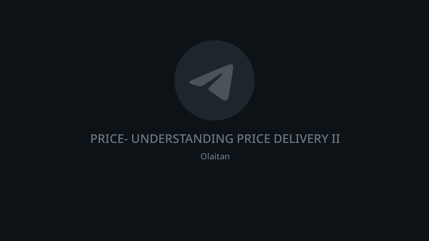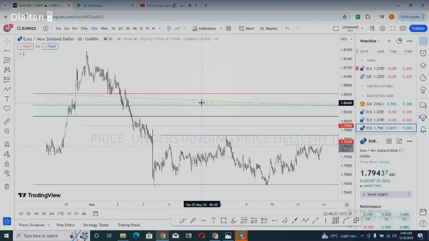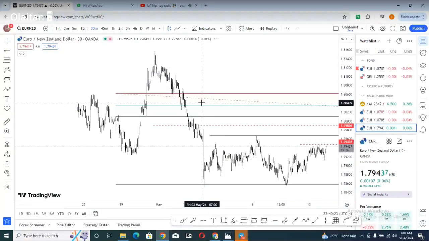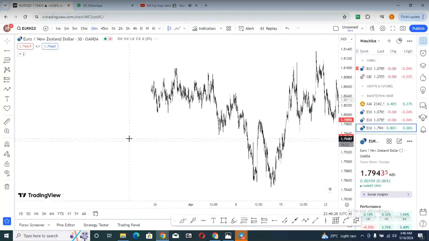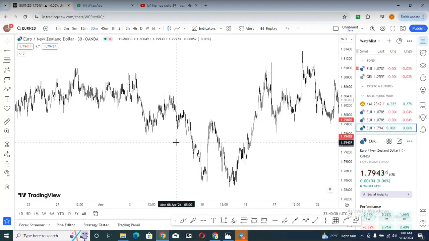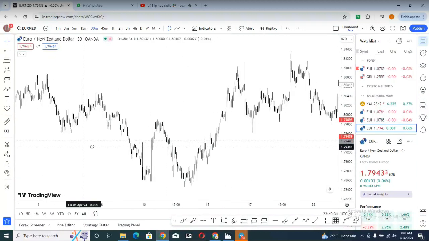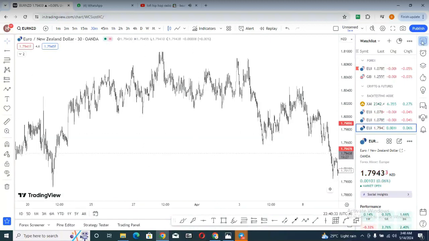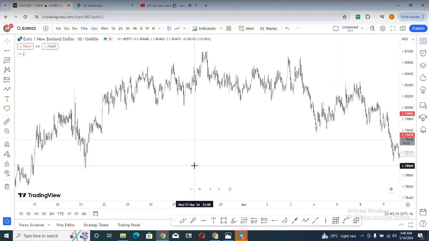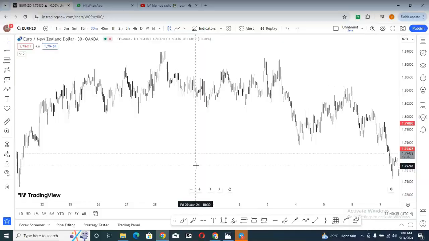Now, for example, are you seeing this? This is a consolidation phase. I want to start with consolidation. I want to look for a place where you can clearly see this is a consolidation phase.